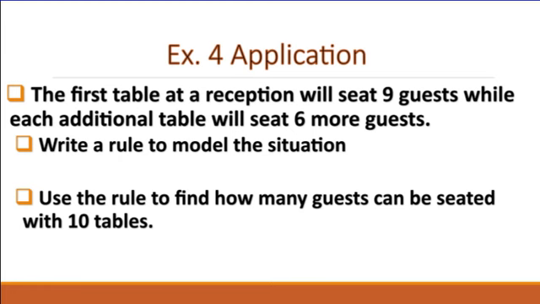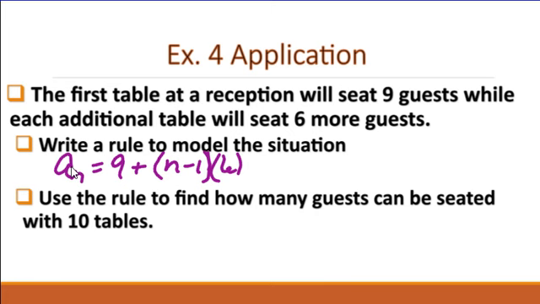An application problem. The first table at a reception will seat 9 guests, while each additional table will seat 6 more guests. Write a rule to model the situation. So to find the nth table, or the nth number of guests at a table, we would take our first term. So the first table has 9 plus the n minus 1, and the common difference from one table to the next is 6, because they have 6 more guests than the previous one. So that would be our rule.